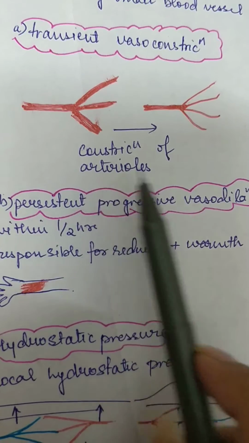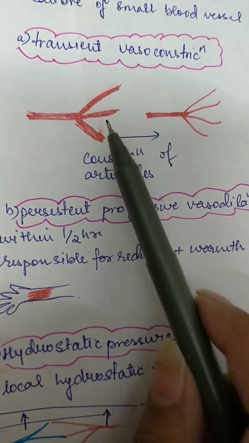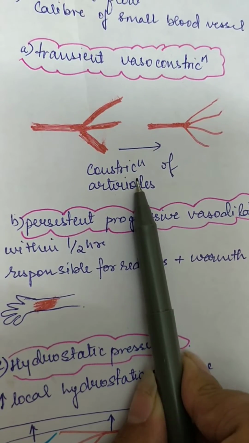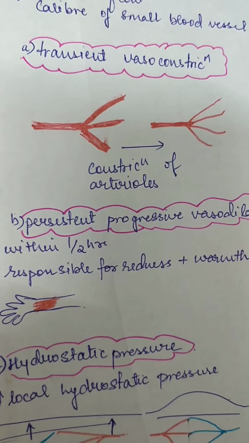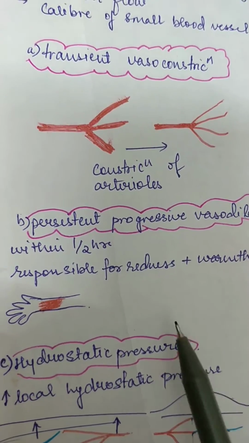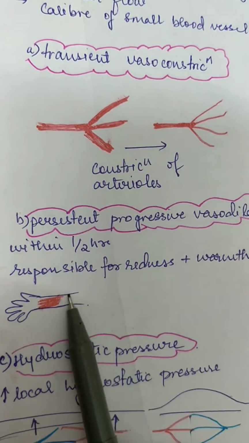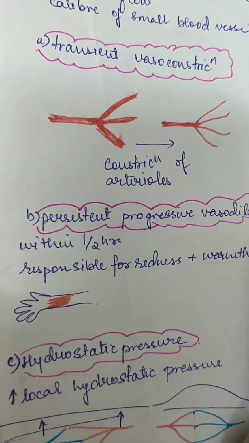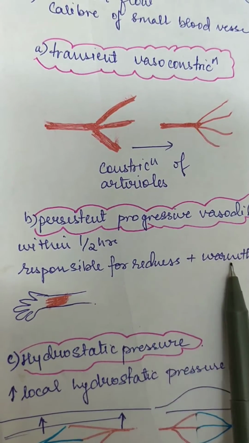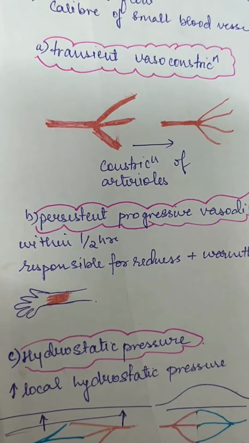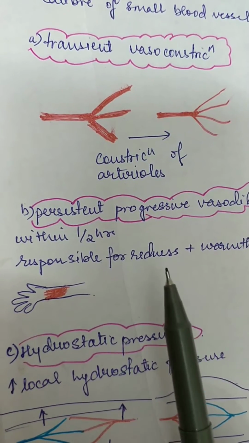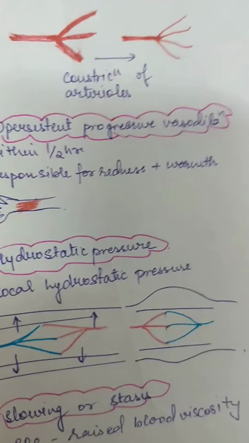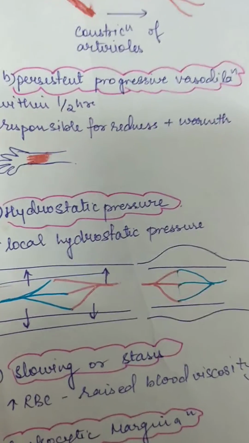Next is persistent or progressive vasodilation. First, there is a kind of reflexive action of constriction. Like at the same instant the constriction of arteriole takes place, within half an hour there is vasodilation, progressive vasodilation, which is responsible for redness and warmth. Obviously, any inflammation is related to calor, rubor and dolor. We all know that. Next is, what is hydrostatic pressure?